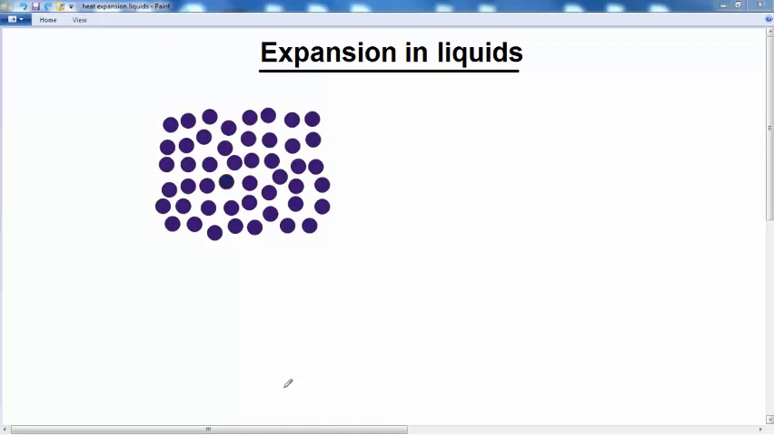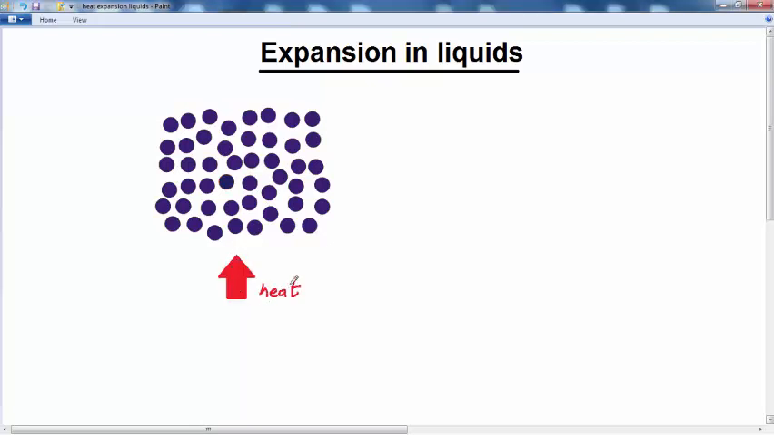In the next two lessons we're going to look at expansion in fluids. In this lesson we're going to look at expansion in liquids, and in the next lesson at expansion in gases. So imagine here we've got a liquid, we've got particles which are quite close together and they are bound by weak attractive forces which allow the particles to move from one place to another randomly throughout the structure of the liquid. Okay, so what happens when we heat the liquid?